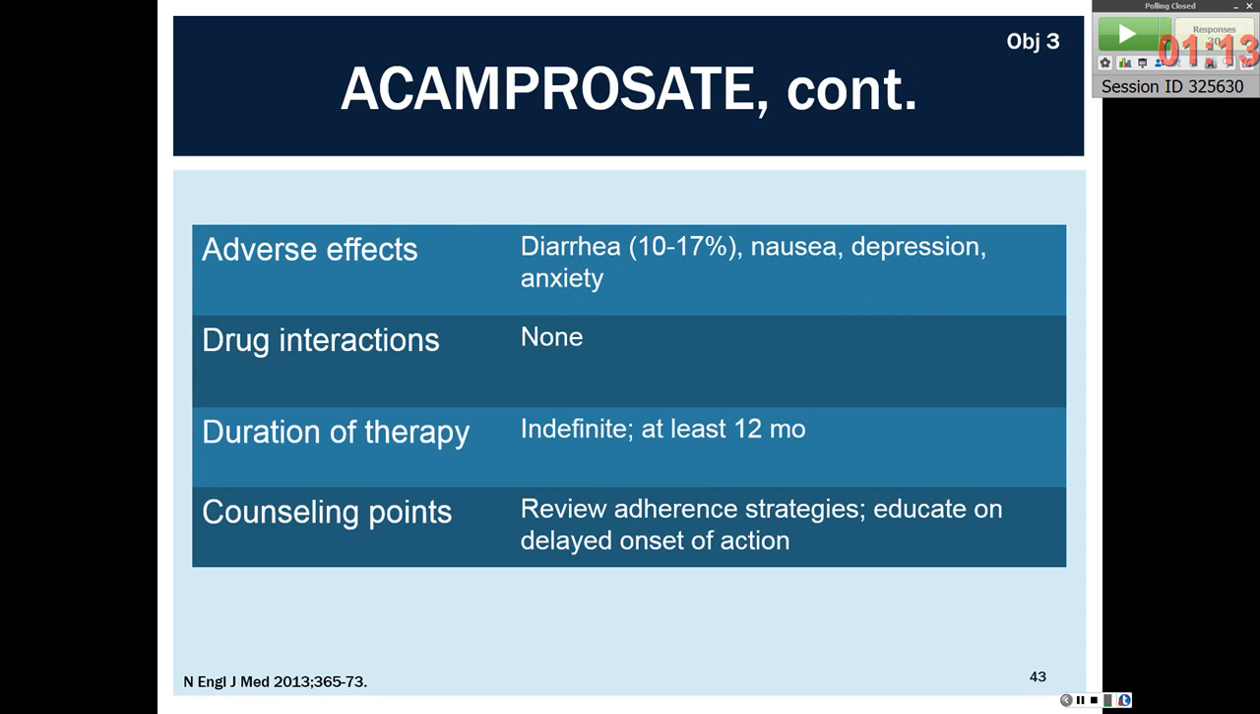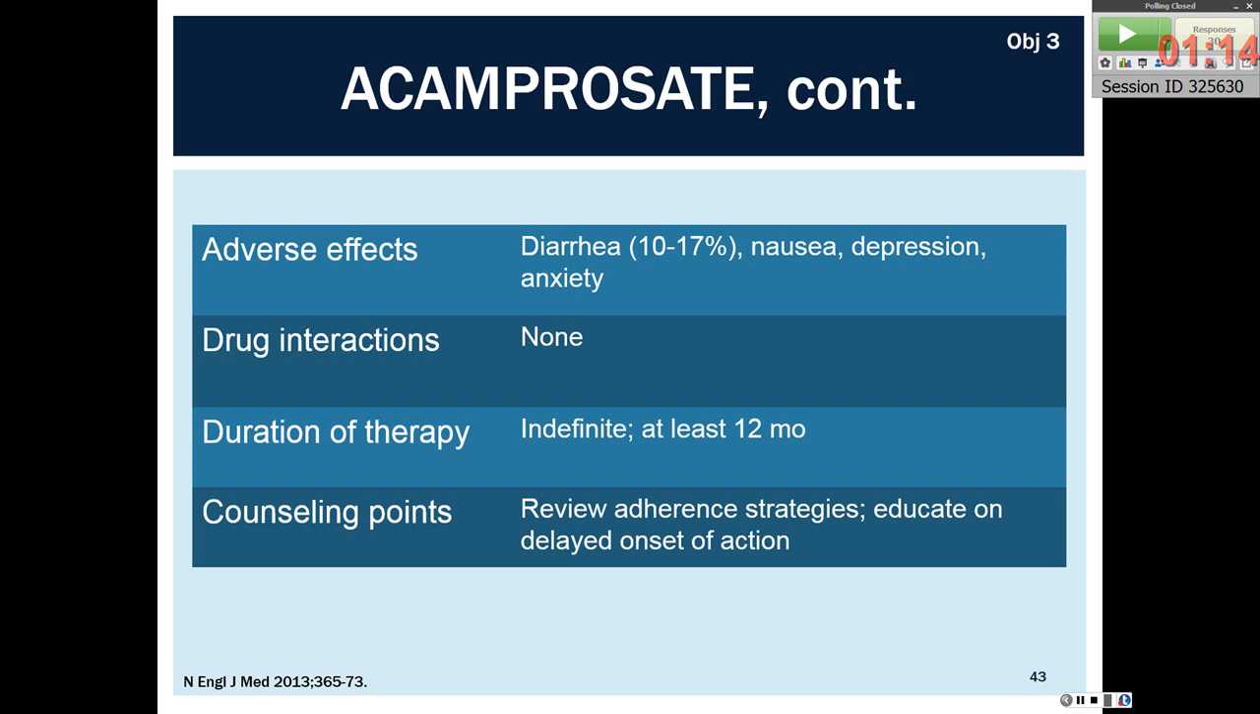Diarrhea tends to be the most common adverse effect, happens in like 1 in 10 to 1 in 5 people. But then a little bit of maybe nausea, and because of those post-marketing reports, we tell people to look out for depression or increased anxiety. There are no drug interactions. It's cleared completely renally. And again, duration of therapy is the same as for all the others. It's not defined how long they should be on it, but it should be at least a year.